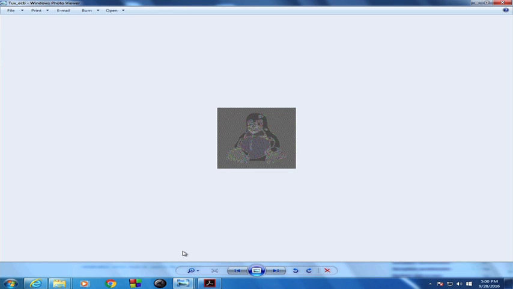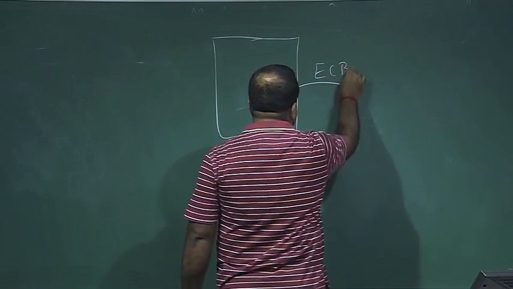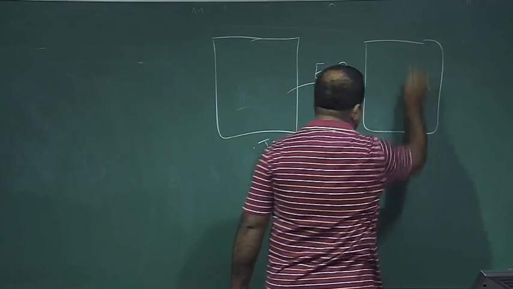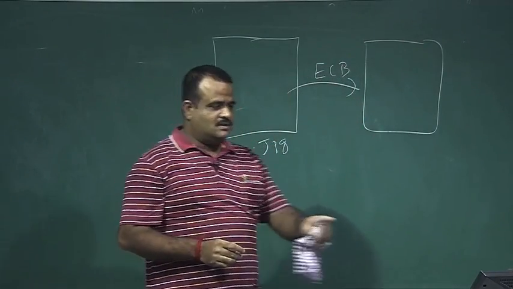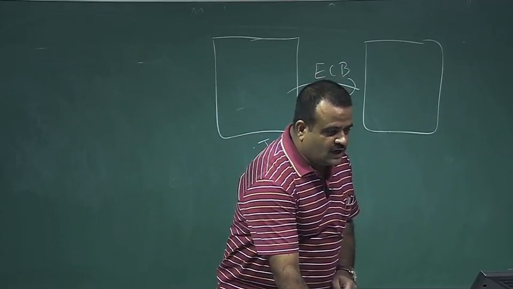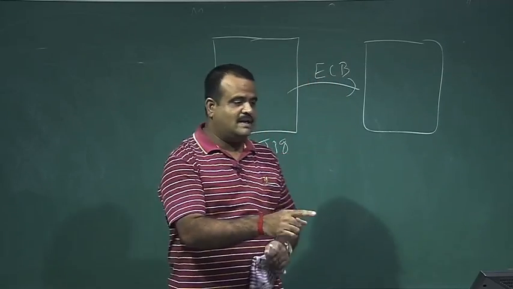I mean, this is if we apply the ECB modes of operation, and we are getting this output, the penguin, this picture. So, can you go to the slide please? So, this picture. So, is this secured?